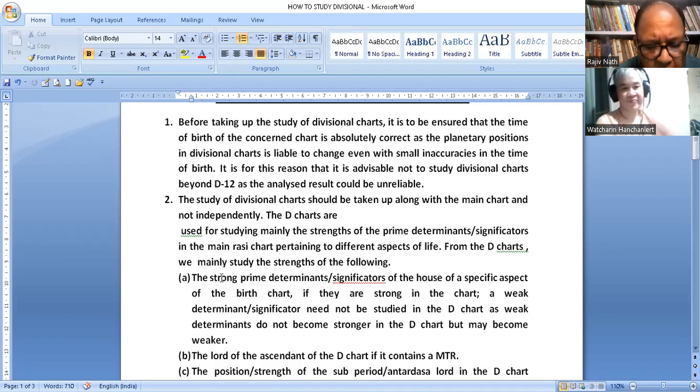Now, the strong prime determinant or significator of the house of a specific aspect of the birth chart, if they are strong in the chart, a weak determinant significator need not be studied in the D chart, as weak determinants do not become stronger in the D chart, but may become weaker. Okay.